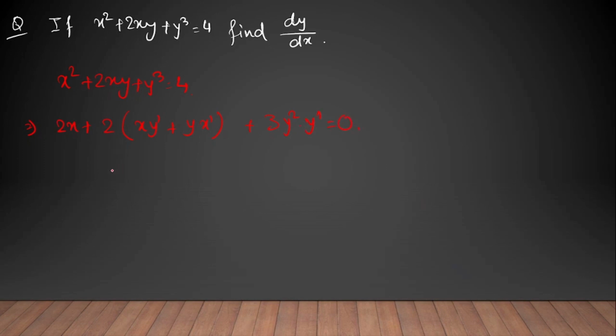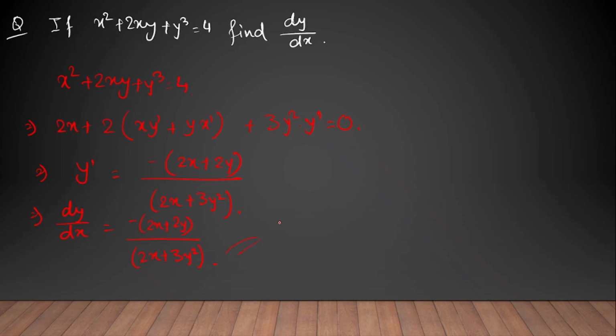This is the style and the pattern of the questions. From here, y dash equals minus of 2x plus 2y divided by 2x plus 3y square, or rather y dash is dy/dx. So dy/dx equals minus of 2x plus 2y divided by 2x plus 3y square. This is the answer of this question.